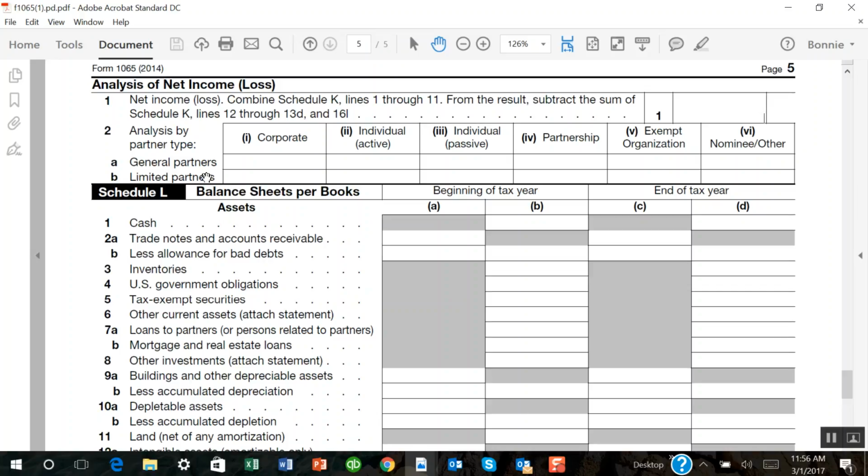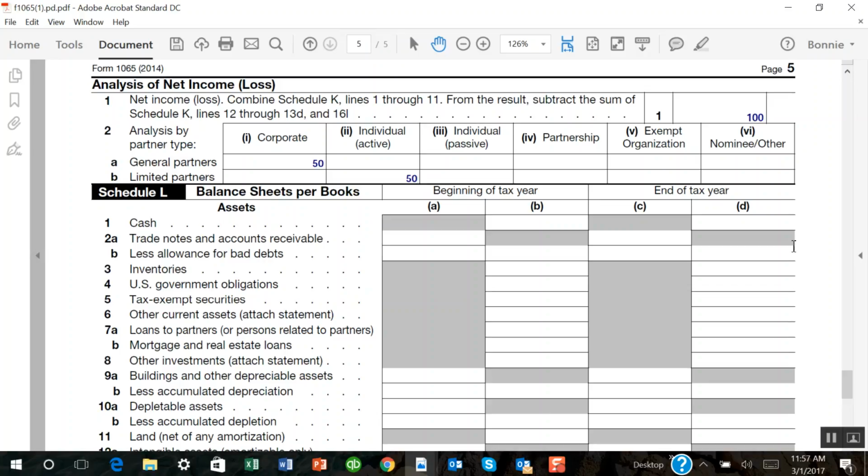And what it does is it has you segregate this line 1. Let's say this is $100, okay? And let's say that I have 2 partners. One's a general partner and one's a limited partner because this is a limited partnership, and they share 50-50. And one of them's a corporate partner and one's an individual partner. Well, the corporate partner's the general partner, and he owns 50% of the partnership, so he gets $50. And the limited partner, who's an individual, owns the other 50%, so he gets the other 50. That's how you fill this out.